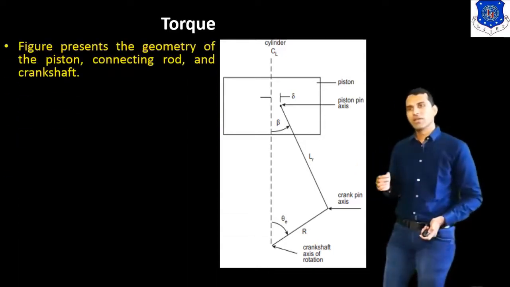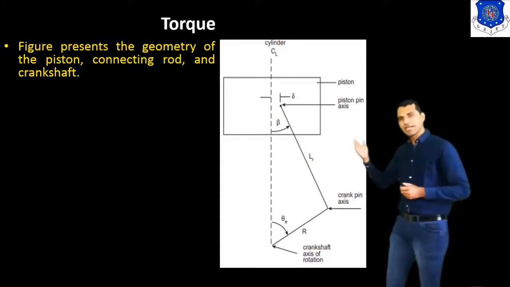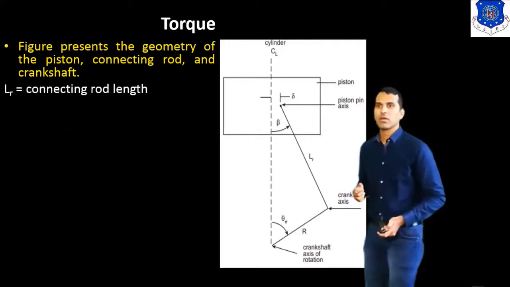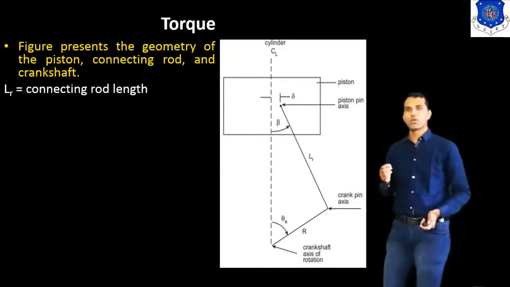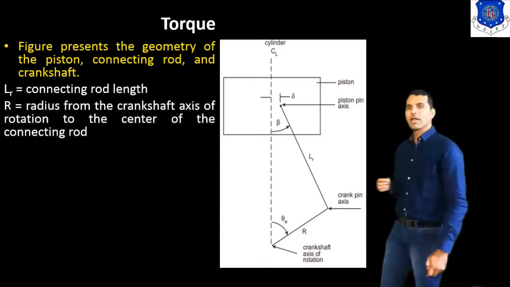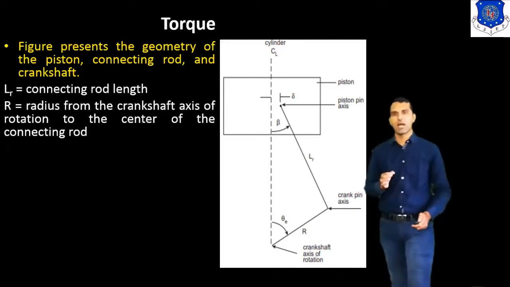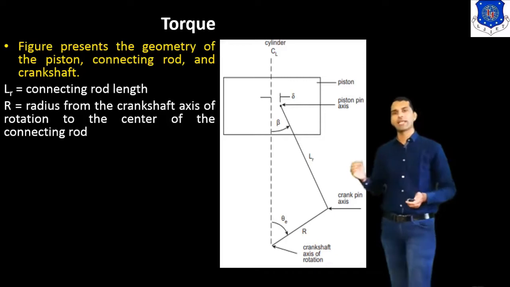The figure presents the geometry of the piston, connecting rod and crankshaft. Here in this figure, LR indicates the connecting rod length. Then R indicates the radius from the crankshaft axis of rotation to the center of the connecting rod.